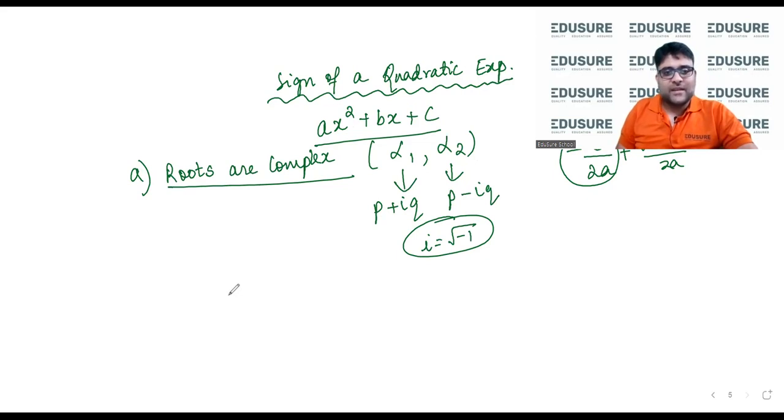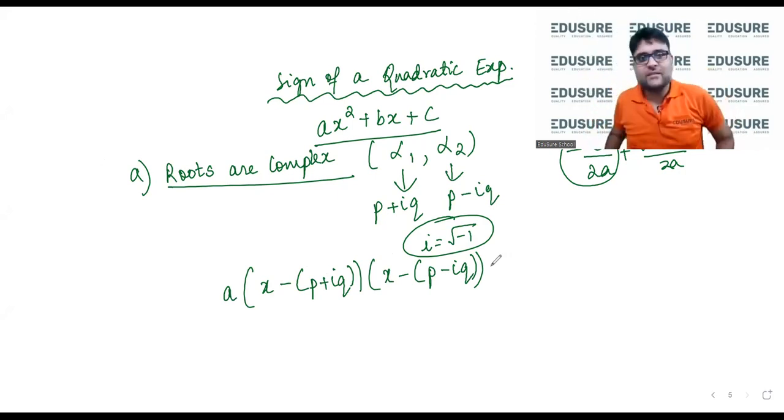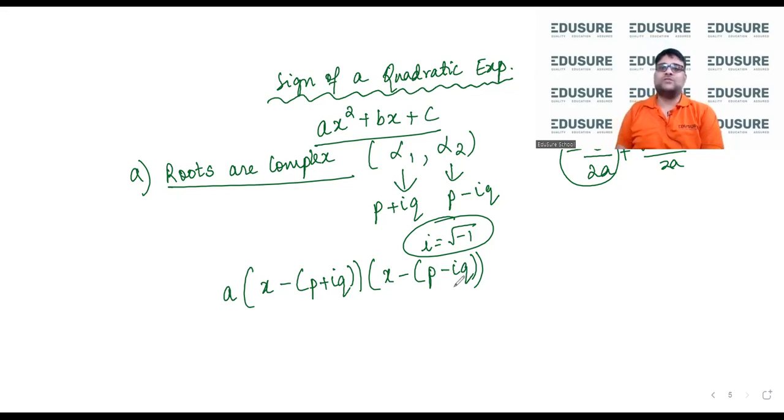So ax square plus bx plus c can be written in this particular fashion: a into x minus one of the root into x minus the other root. Okay, one root, the other root. That is how we write it, right? Whenever x is equal to p plus iq, this entire expression should be equal to 0. That is what a root means. Root means the value of x for which ax square plus bx plus c is equal to 0. So if x is equal to this, the entire expression is equal to 0. If x is equal to p minus iq, the entire expression is equal to 0.